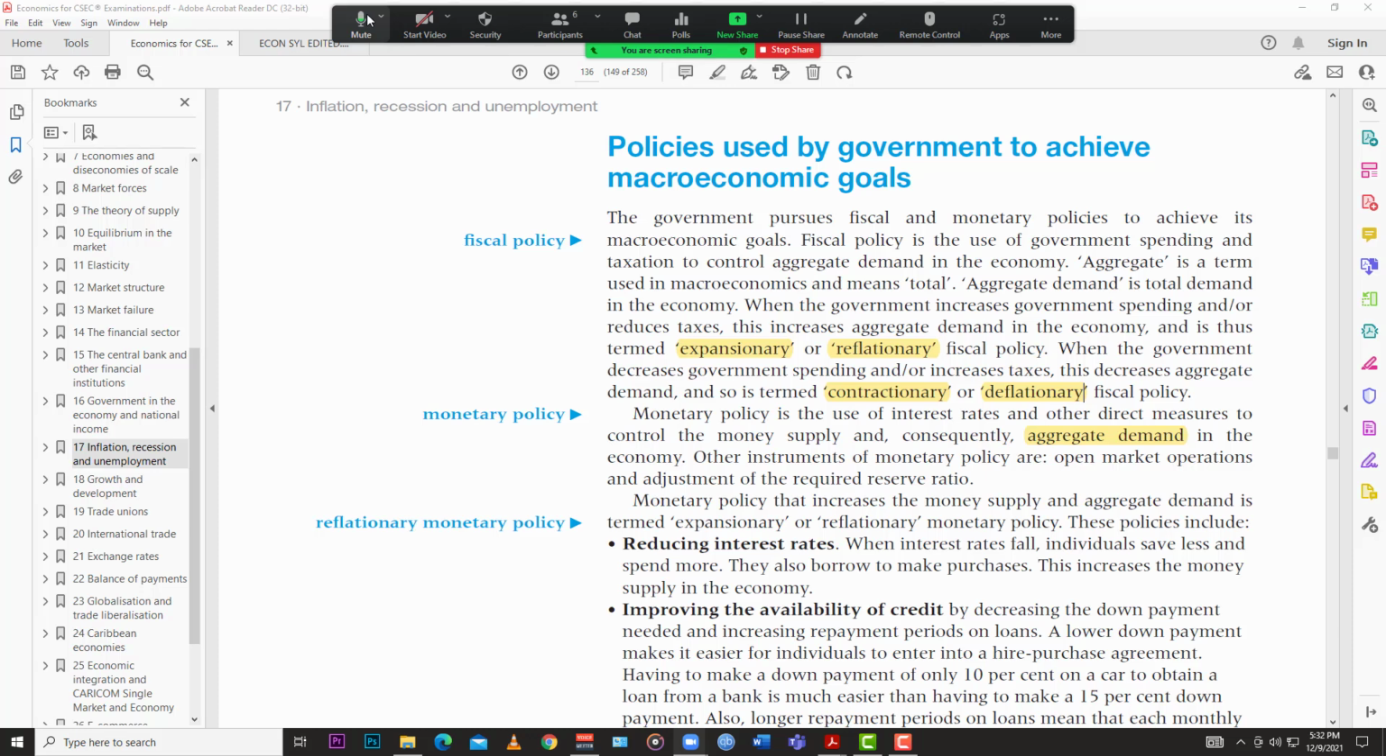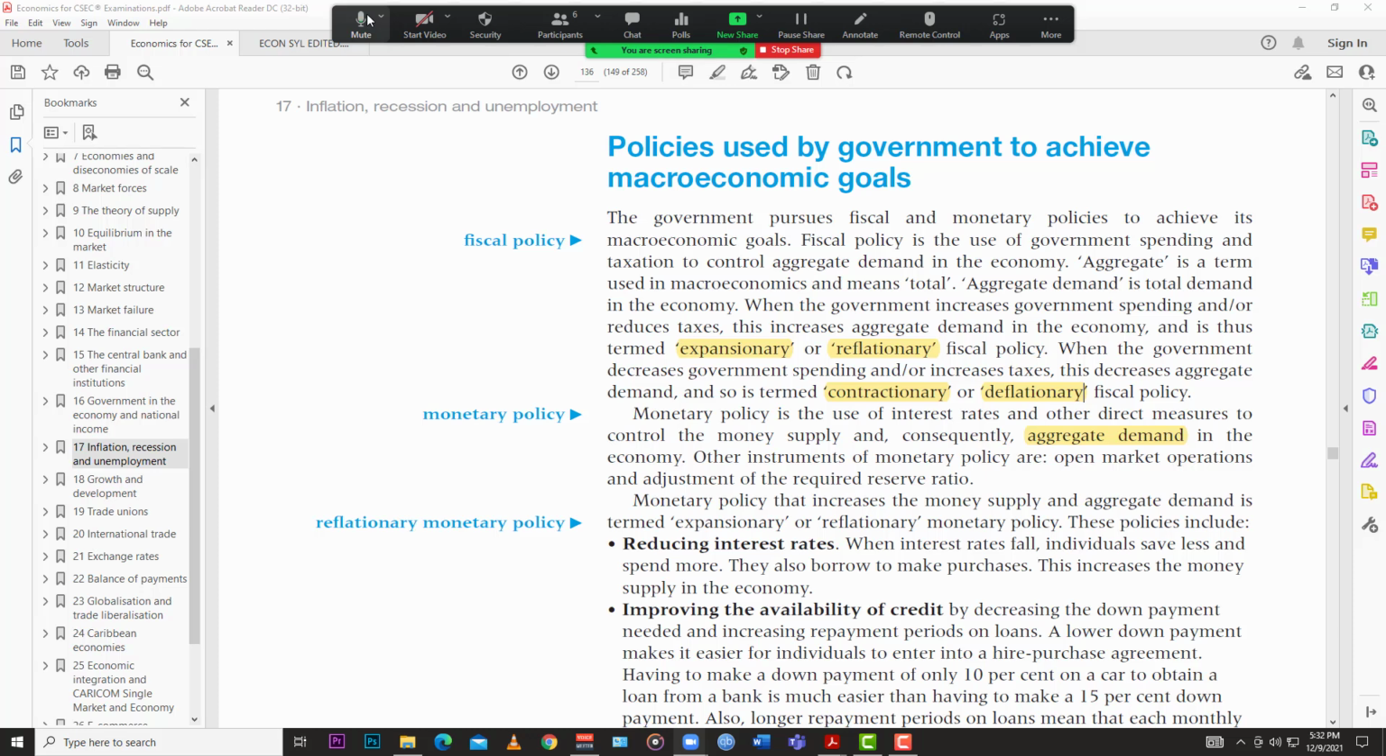Another name for expansionary is reflationary. Another name for contractionary is deflationary fiscal policy. So that's fiscal policy in a nutshell. It is the government's way of controlling the economy using spending and taxation. And they can choose to either expand the economy with expansionary fiscal policy or contract the economy with contractionary fiscal policy. So remember, fiscal policy has two parts.